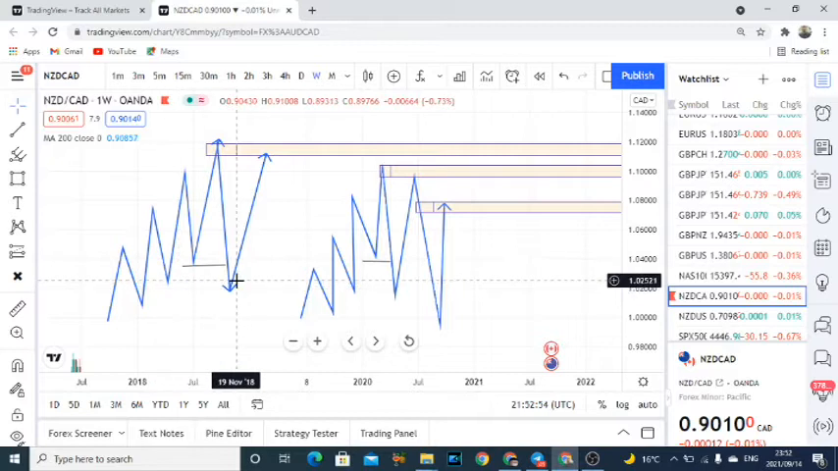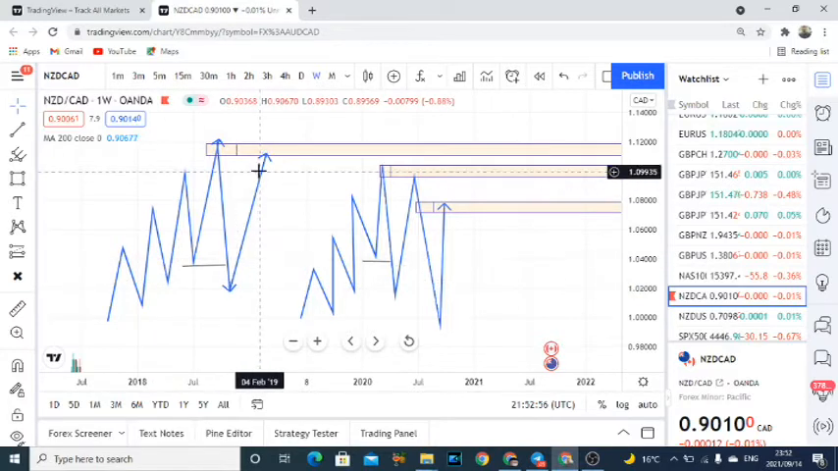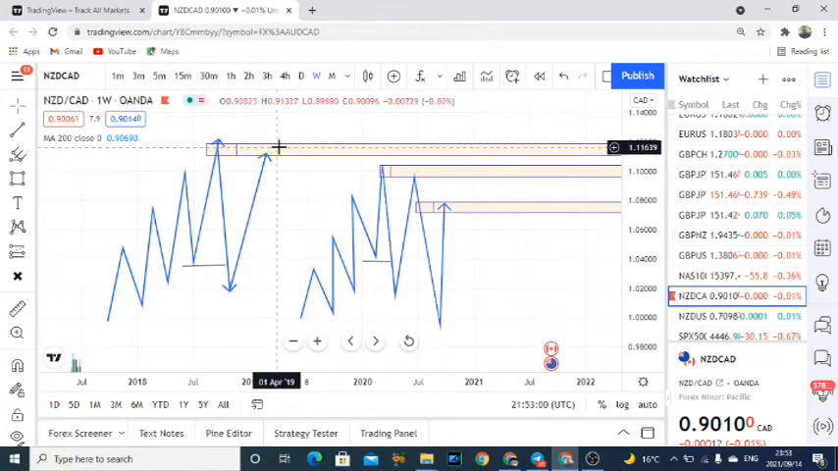The only thing we should do is be alert. We should not put the sell limit here, because that is very, very dangerous. It does work for some people sometimes, but this is a low probability trade.